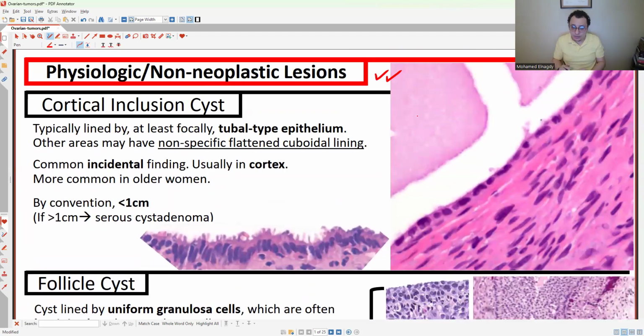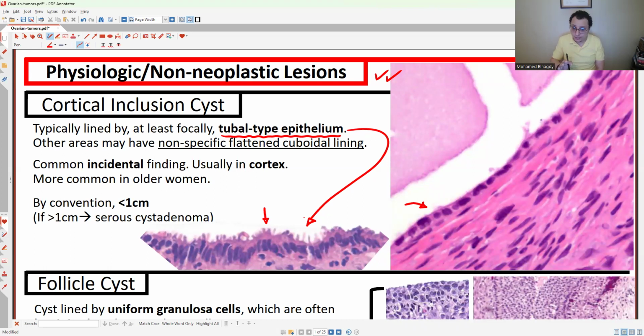So in cortical inclusion cyst, you will see fallopian tube lining, a single layer of fallopian tube-like epithelial lining, very benign, very bland. He's telling you also that in some areas you might see flat or cuboidal lining, which is also a single layer. However, please stick to the tubal-type epithelium and look for this ciliated tube-like epithelium in the cyst lining. It's usually very small.